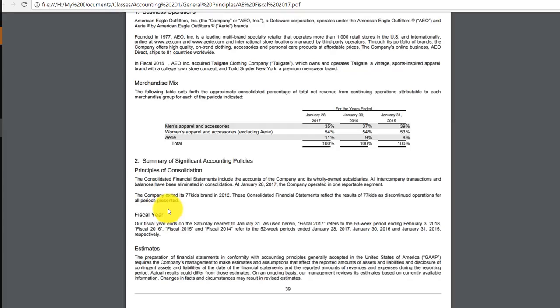Usually the easiest place to find these applications is in the first and second footnotes of the financial statements. These are the footnotes you see in front of you. We're going to go to number 2, summary of significant accounting policy. Sometimes that's the first one, sometimes the second one, but you're looking for that because it's a good place to find this idea.